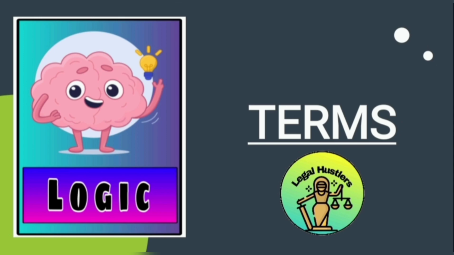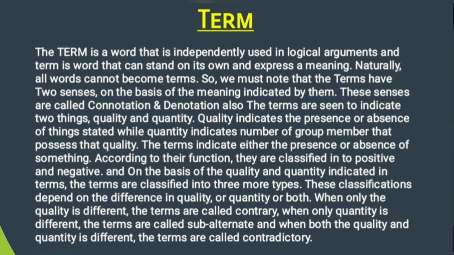We will also examine the different ways that terms can be combined using logical operators to form more complex expressions. A term is a word that is independently used in logical arguments, a word that can stand on its own and express a meaning. Naturally, not all words can become terms.